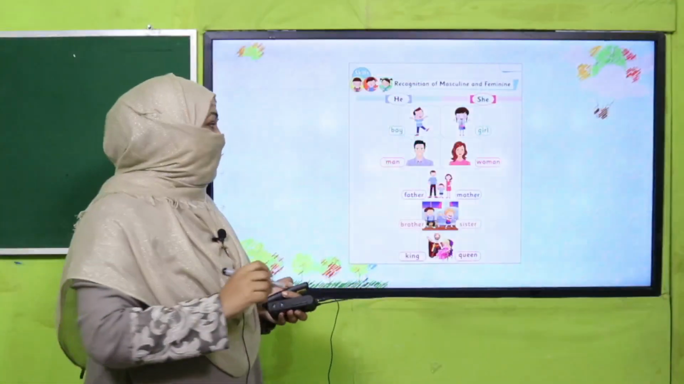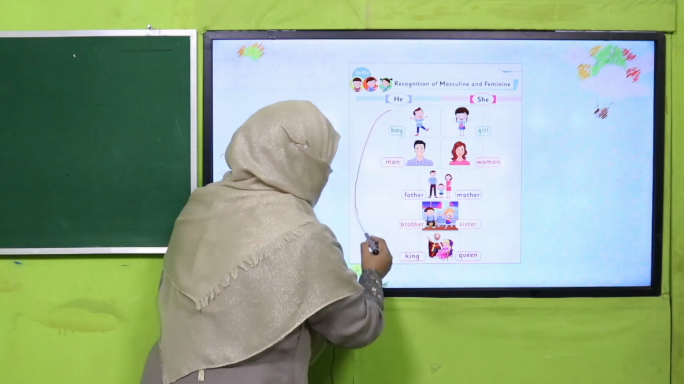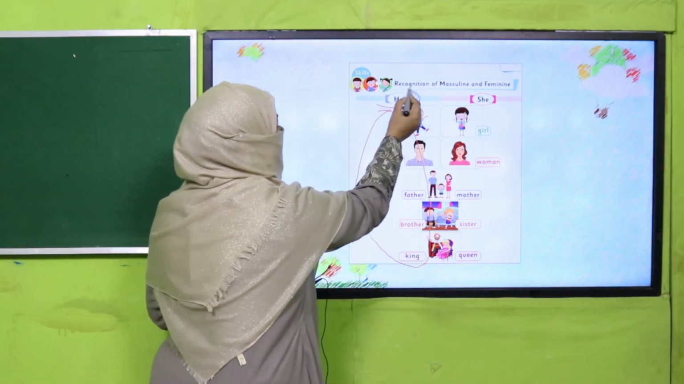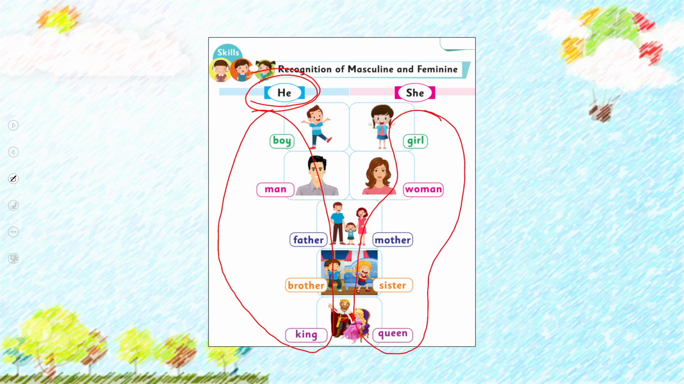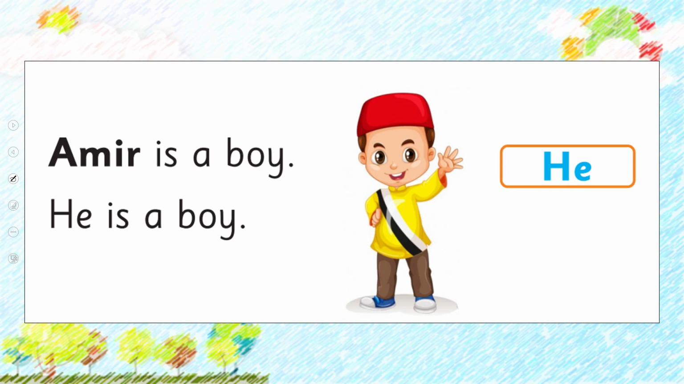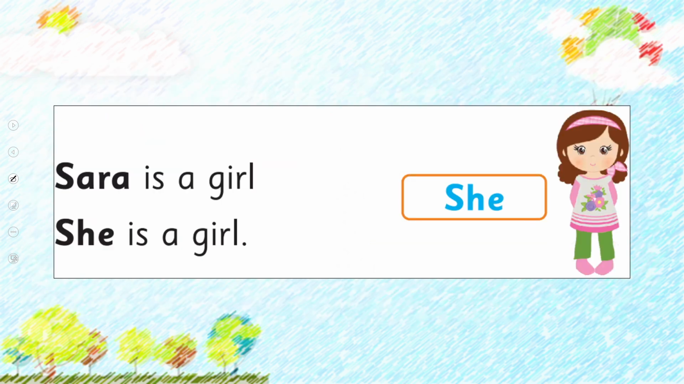And now, naming words for masculine gender are replaced with he, and naming words for feminine gender are replaced with she. Now, these are the examples from your book. Amir is a boy. So, this naming word Amir is referring to a masculine naming word. So, we will replace it with he is a boy, right?